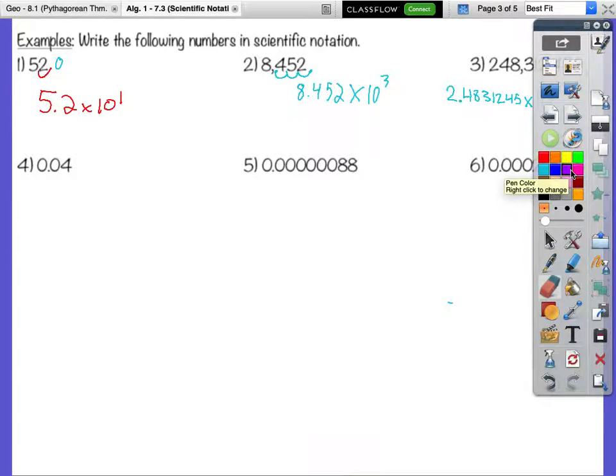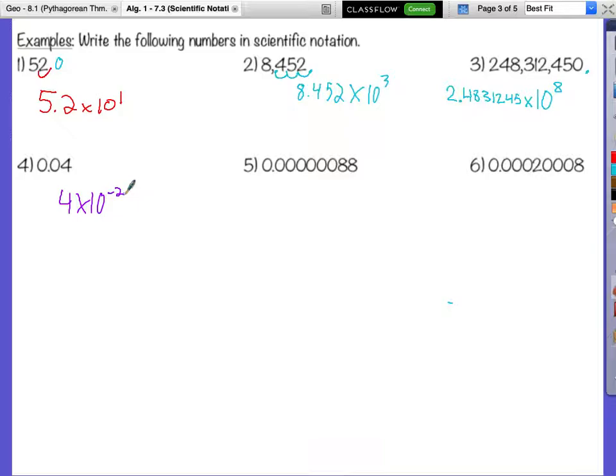What'd you get for number 4? 4 times 10 to the negative second. Awesome. 4 times 10 to the negative second, right? We have to move this decimal how many places to the right? 2, to make sure the 4 is in front of it. Just like we have a number line right now, where are the smaller numbers on this ruler? The left. Where are the bigger numbers? The right. So did we make 0.04 bigger or smaller? We made that bigger.